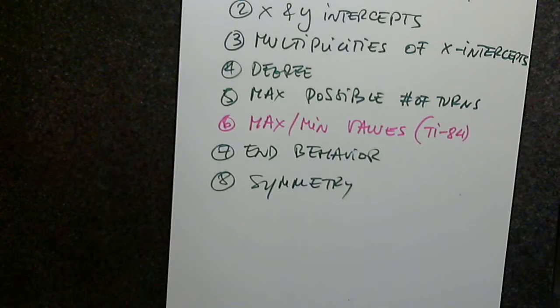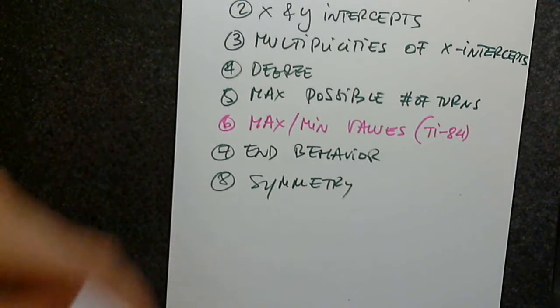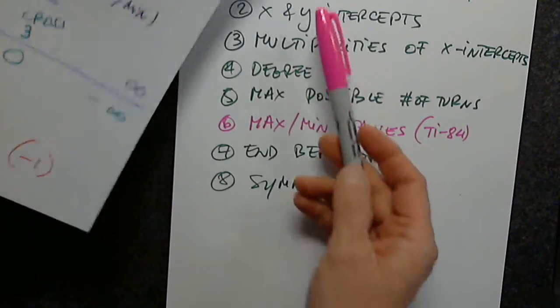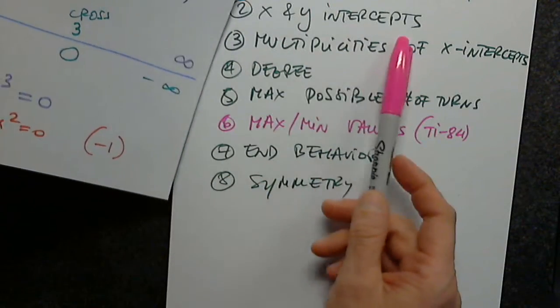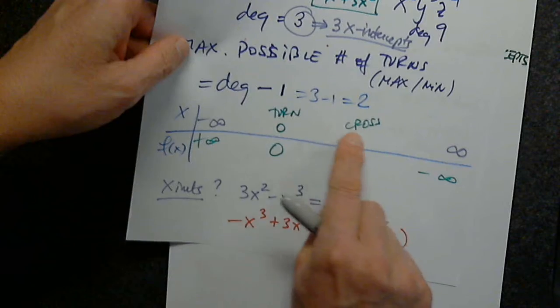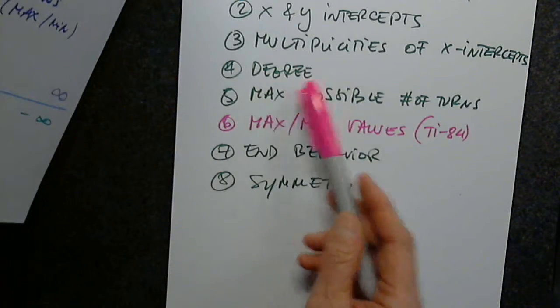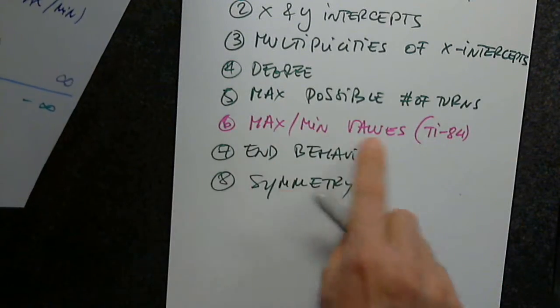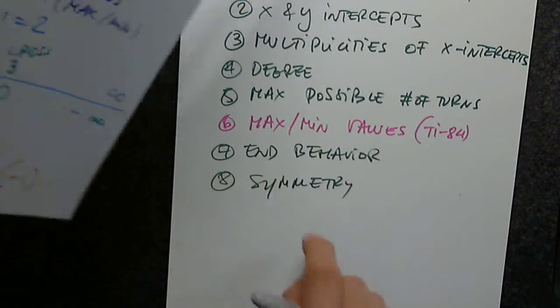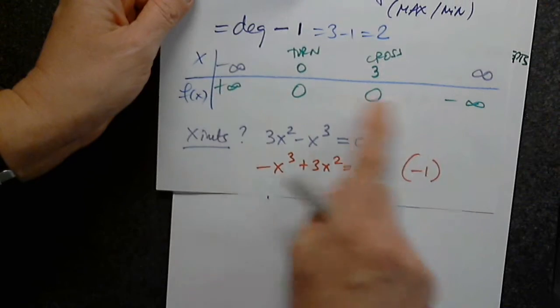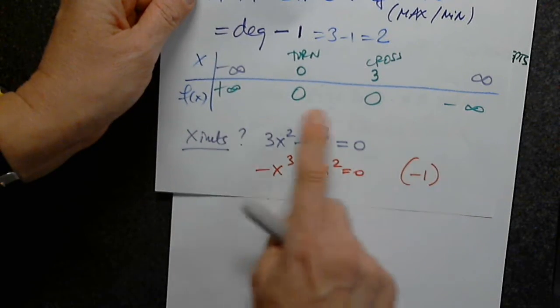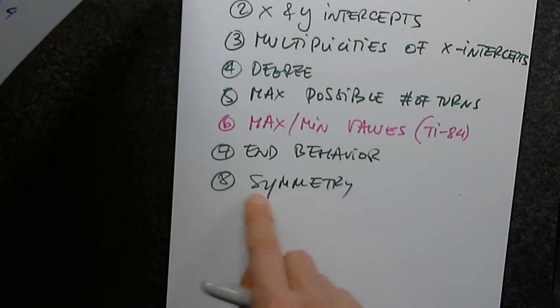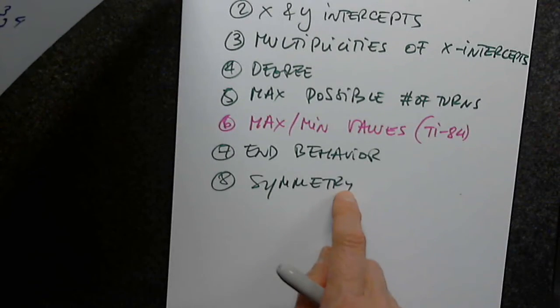So coming back to our table, I have everything. I have the domain. I have the X and Y intercepts. I have the multiplicities. I determined them, and I've made myself the corresponding notes. The degree I know, the maximum possible number of turns. I did not determine this just yet. I can't, not just yet. I have the end behavior. This is the end behavior, negative leading coefficient and odd degree. And the only thing that I'm missing is the symmetry.